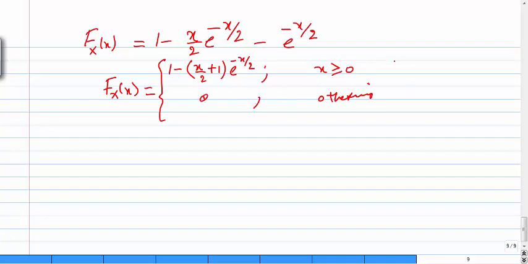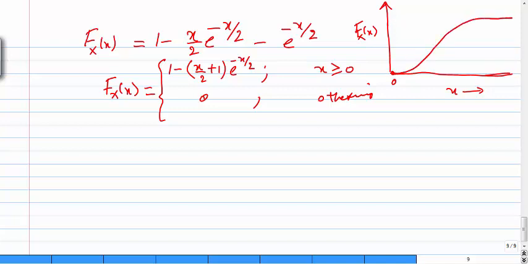And if I sketch this, it will look like something. It will start from 0, and this is x, so it will start from here and goes like this. This is 1. Okay, this is the CDF.